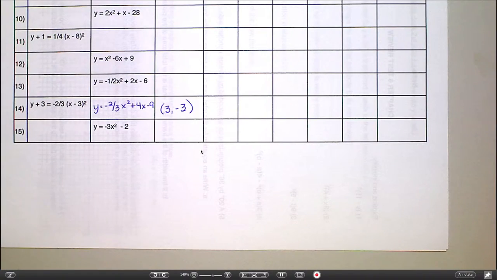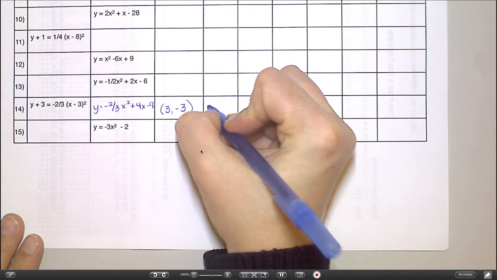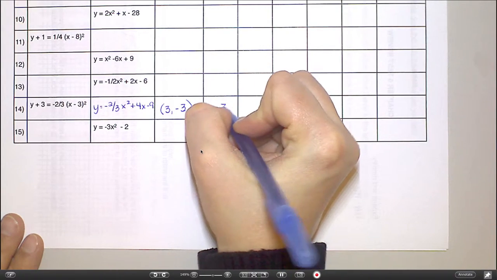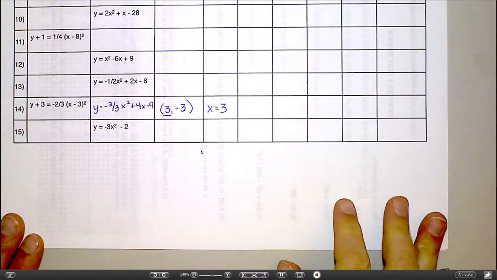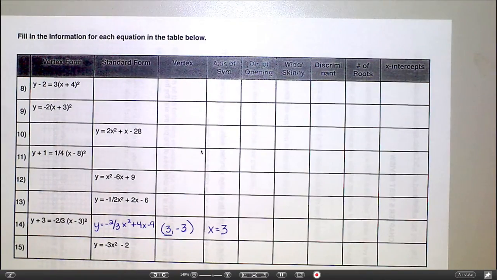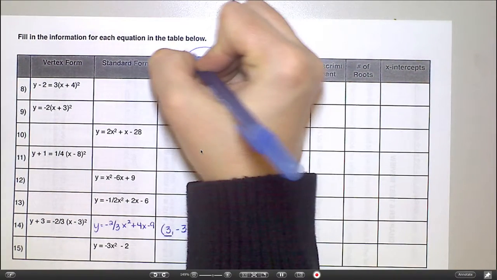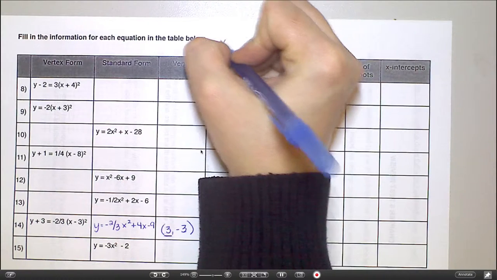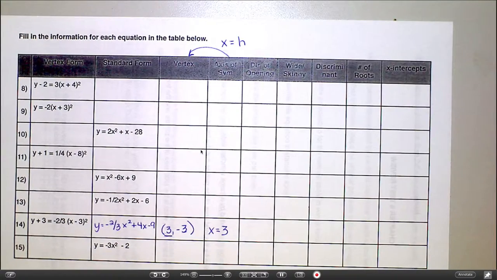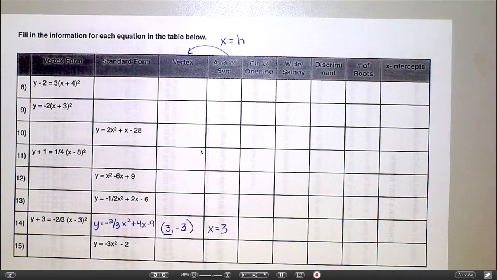All right, axis of symmetry should be super easy. What's axis of symmetry? X equals which number? 3. Yeah, it's the h value from the vertex. So when I ask you for axis of symmetry, you're always looking back at the vertex, and you're just going to write x equals whatever h is, whatever the first number would be from your vertex.